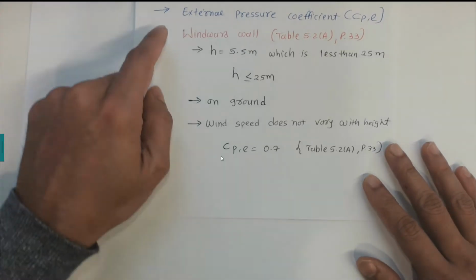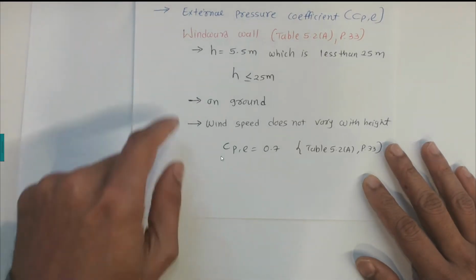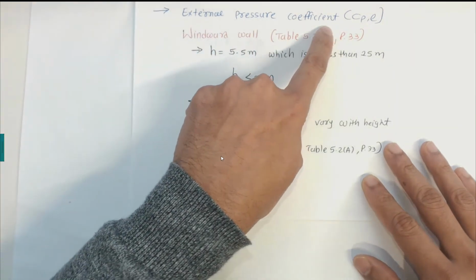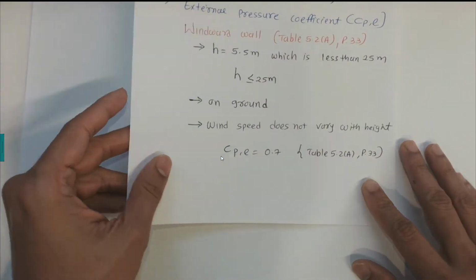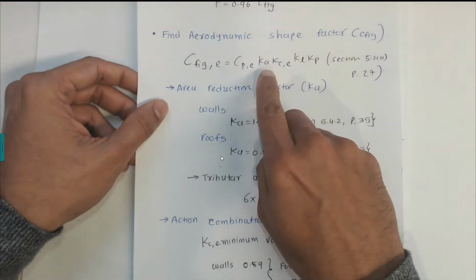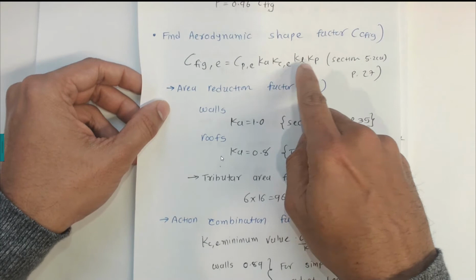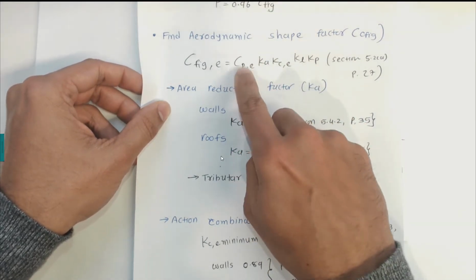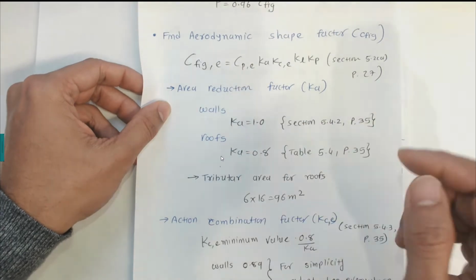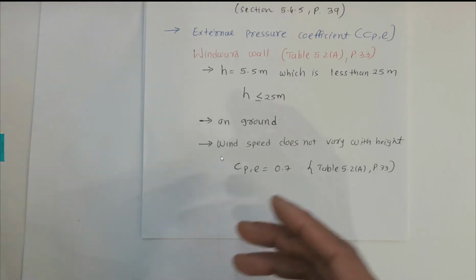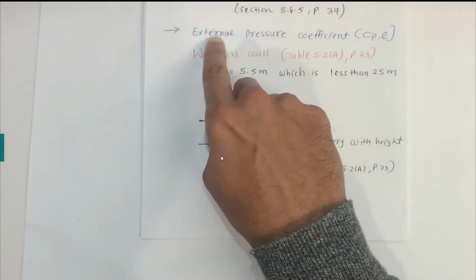Straight from the previous video, now we look at different factors. We are interested in finding the external pressure coefficient CPE. In the previous video we calculated the KA, KCE, KL and KP. Now we are interested in finding this CPE for the windward wall, leeward wall, roof and side wall. So now we can find this CPE value, which is the external pressure coefficient.